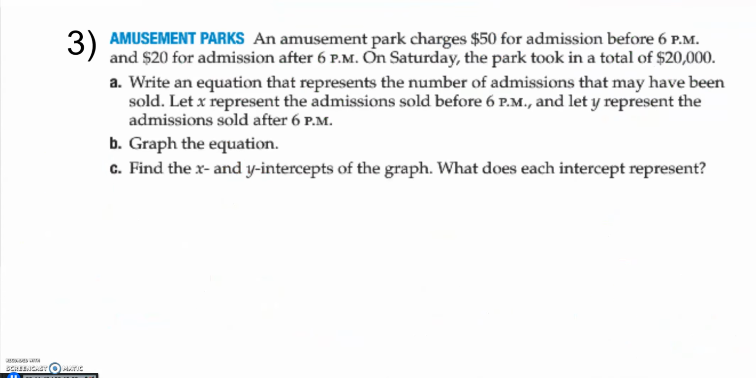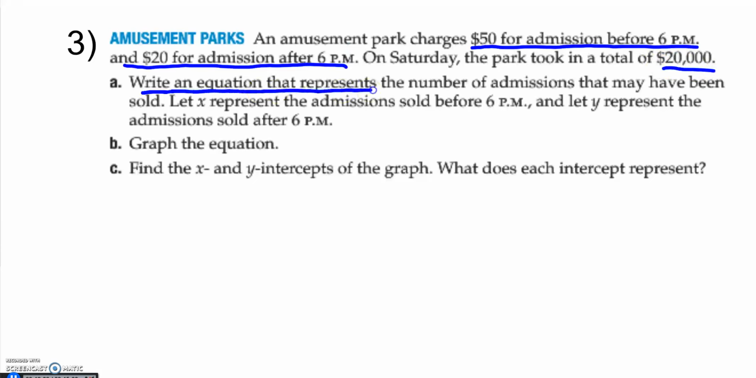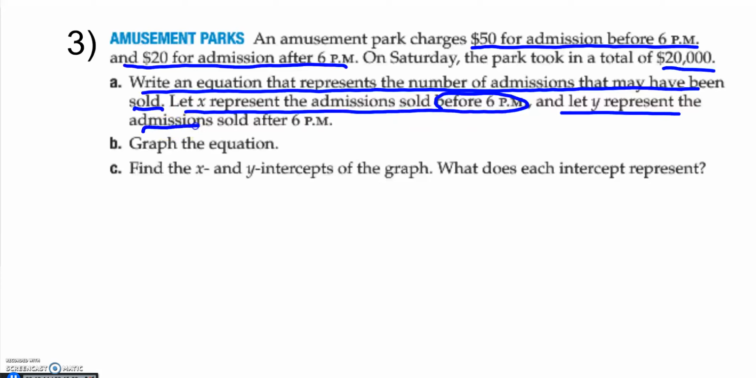Last but not least, one more word problem, and then we're done with these notes here. An amusement park charges $50 for an admission before 6 p.m. and $20 for admission after 6. Pretty good deal, I'd say. On Saturday, the park took in a total of $20,000. For part A, write an equation that represents the number of admissions that may have been sold. Let X represent the admissions sold before 6 p.m. and let Y represent the admissions sold after 6 p.m.